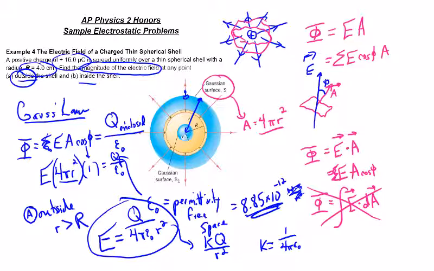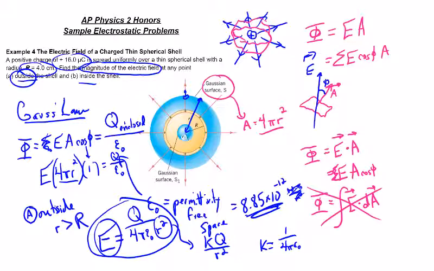The farther away we get from it, the smaller the electric field, because the electric field and the distance from the charge are inversely related. And since it's an inverse squared relationship, if you double the distance, you get 1/4 of the electric field. Okay, what about B? What about inside the shell?